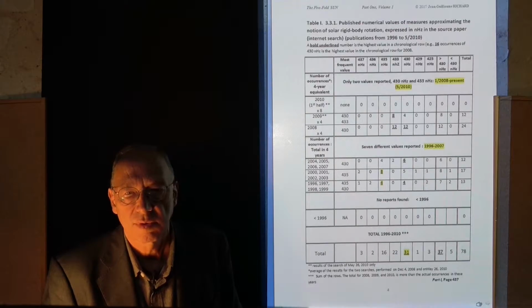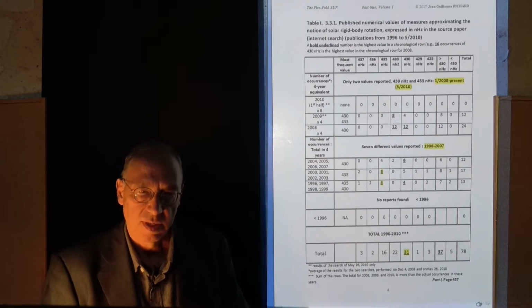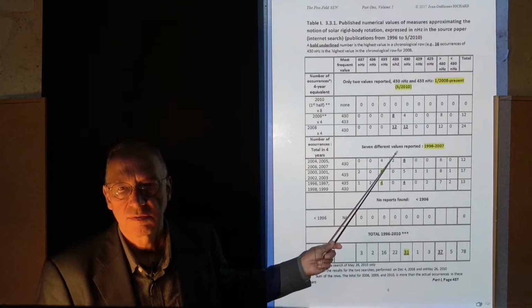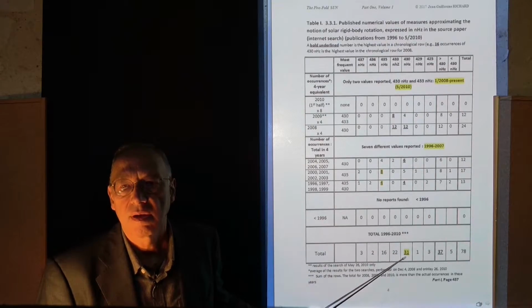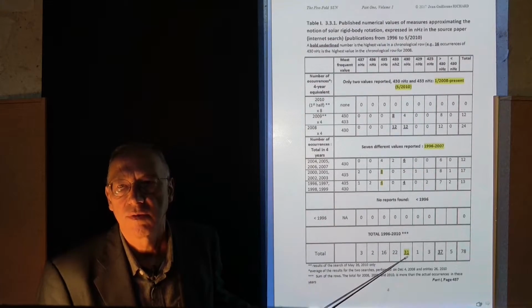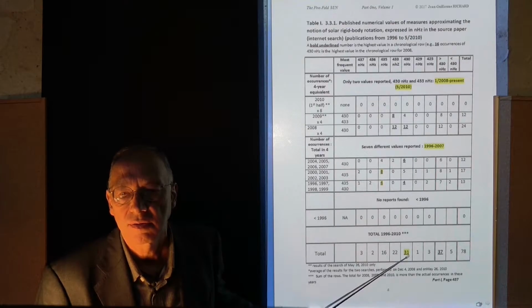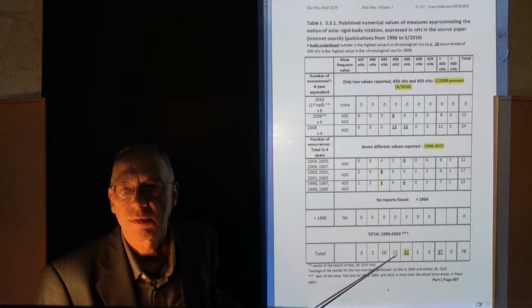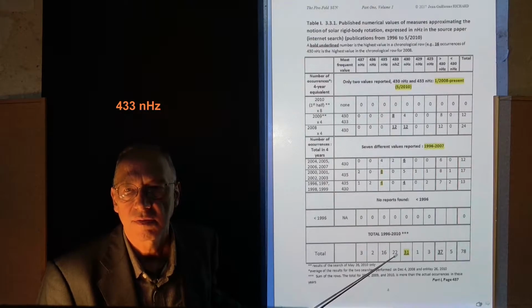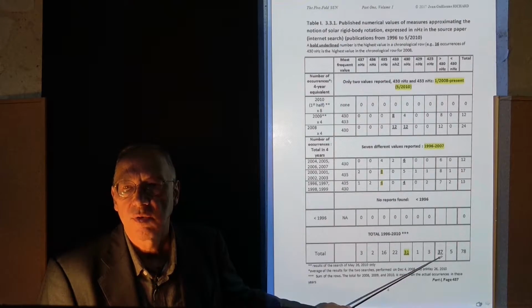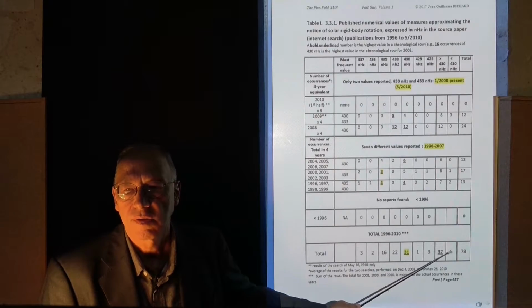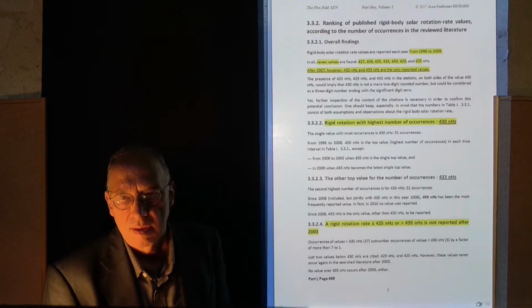What is the set of reported values that have been published as of 2010? Most of the values that were reported are for the value 430 nanohertz. The second most frequent reported value is 433 nanohertz. We see that those values that are more than 430 nanohertz are much more numerous than those values that were for less than 430 nanohertz.